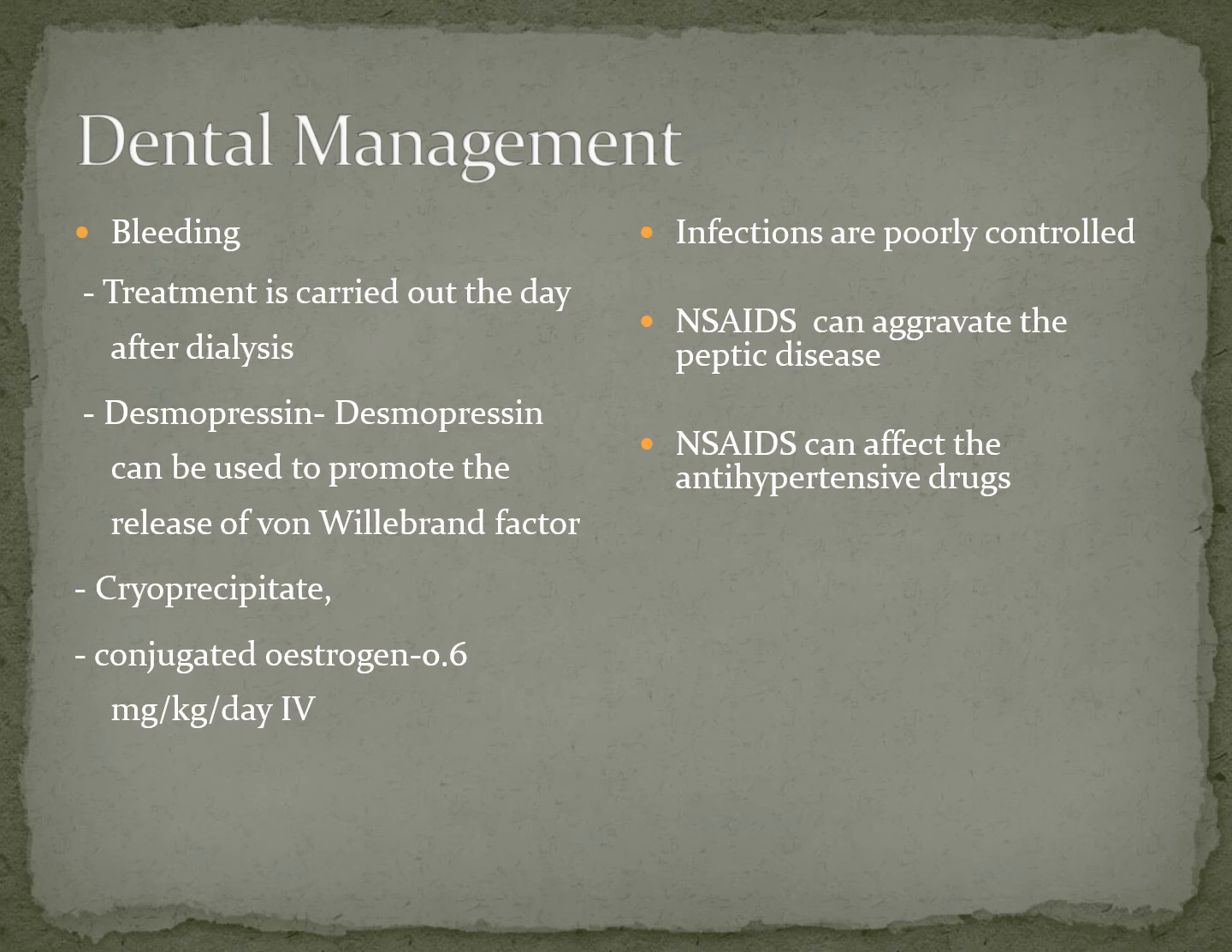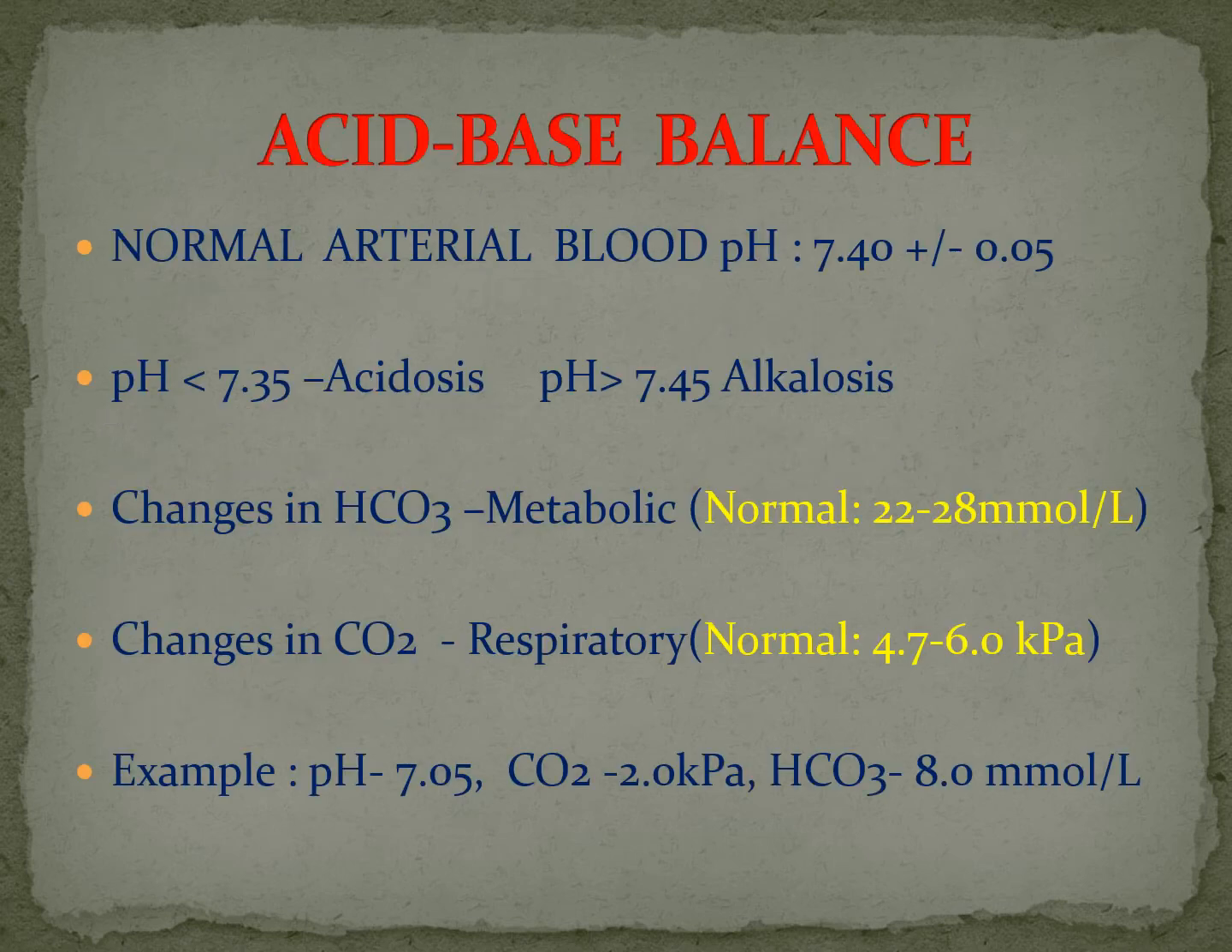We will prescribe the safer drugs for this patient and avoid NSAIDs for the patient with gastrointestinal bleeding, so avoid all these drugs, and also it may affect the antihypertensive drug. So these are the main things we can notice in the renal failure cases.